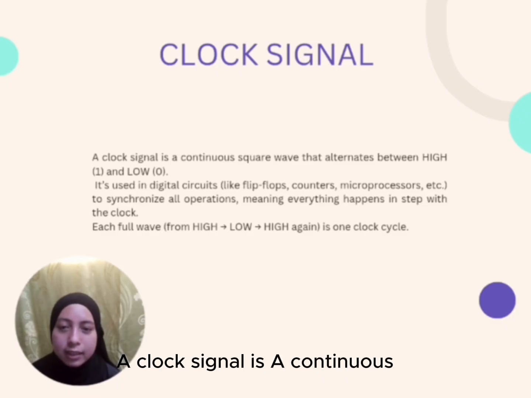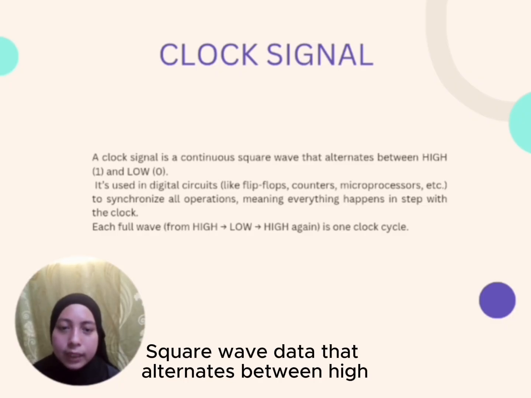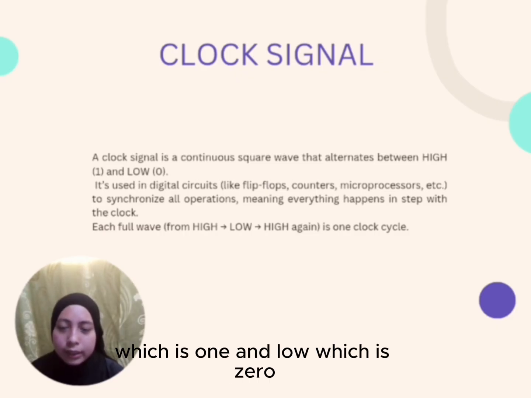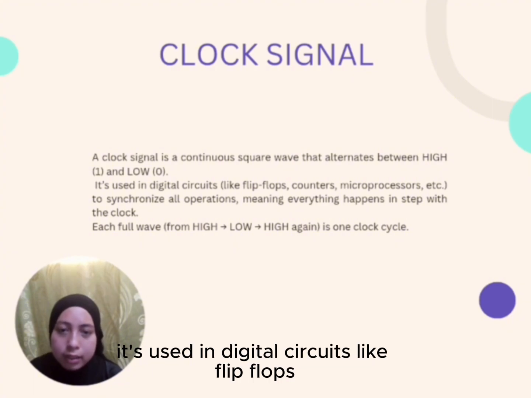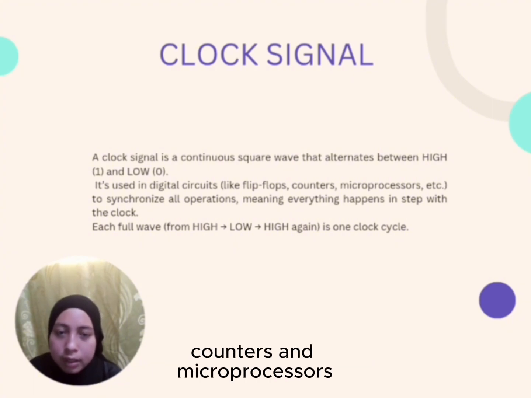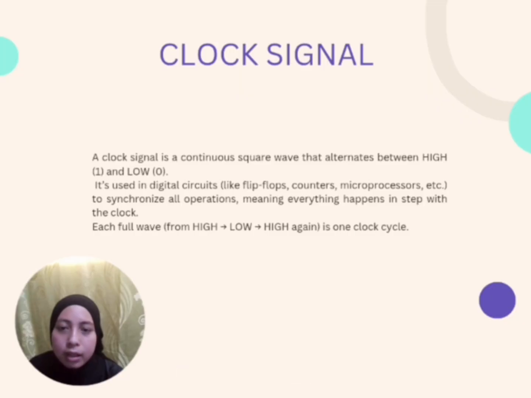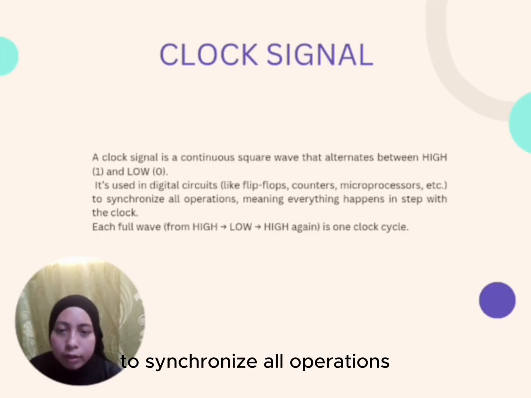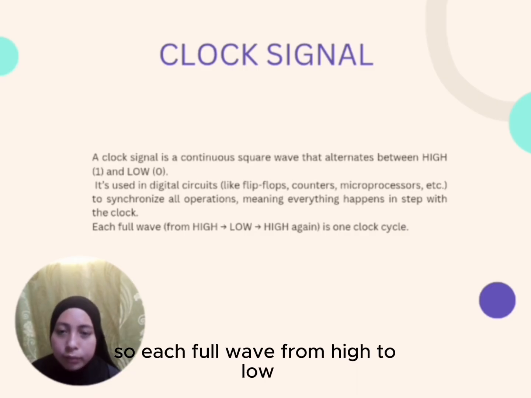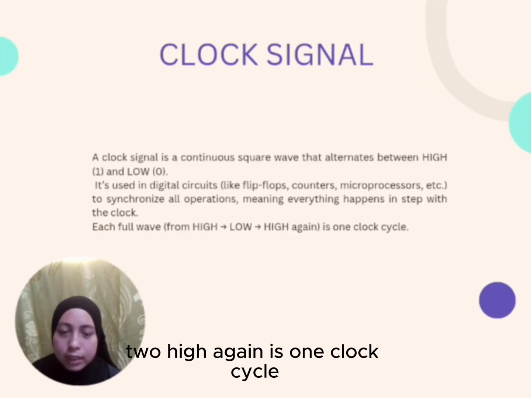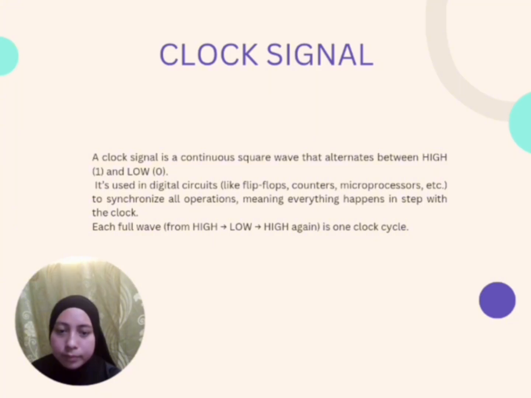A clock signal is a continuous square wave that alternates between high, which is 1, and low, which is 0. It is used in digital circuits like flip-flops, counters, and microprocessors to synchronize all operations, meaning everything happens in step with the clock. Each full wave from high to low to high again is one clock cycle.